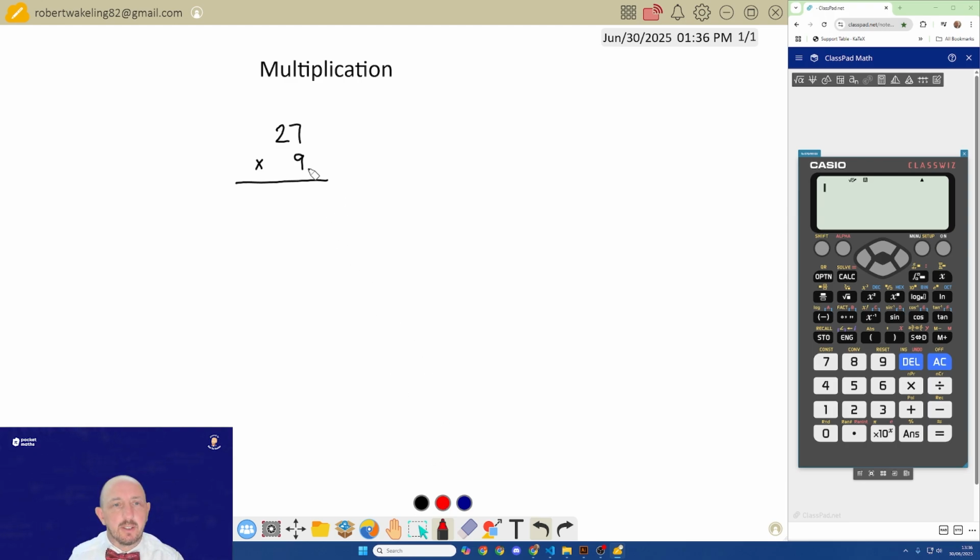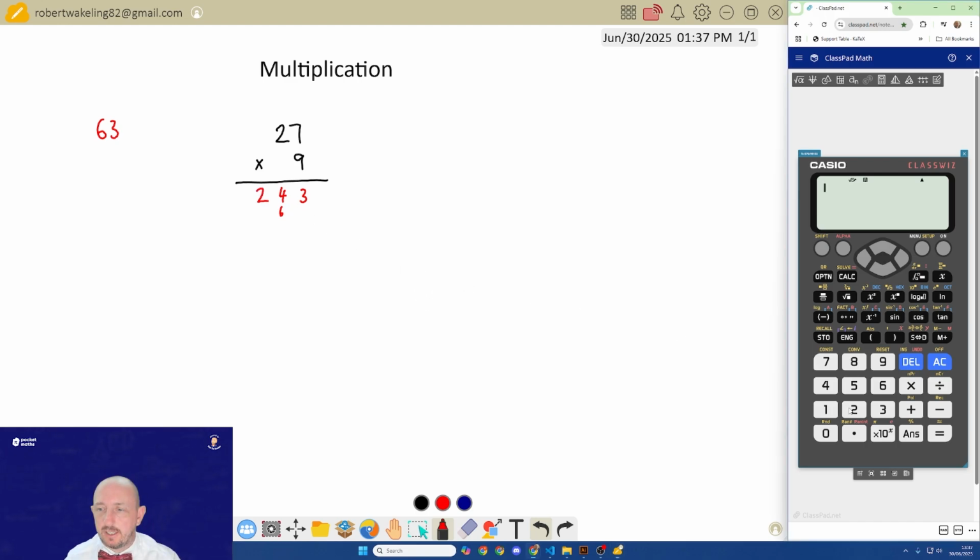We're going to be looking at 27 times 9, and we're going to start with 9 times 7, so we work from the bottom right hand corner outwards. 9 times 7 is 63. So with the 63, the units would be the 3, and we carry the 6 to the next column. We can then do 9 times 2. So 9 times 2 is 18, but we need to add the 6. So 18 plus 6 is 24, and that gives us 243.